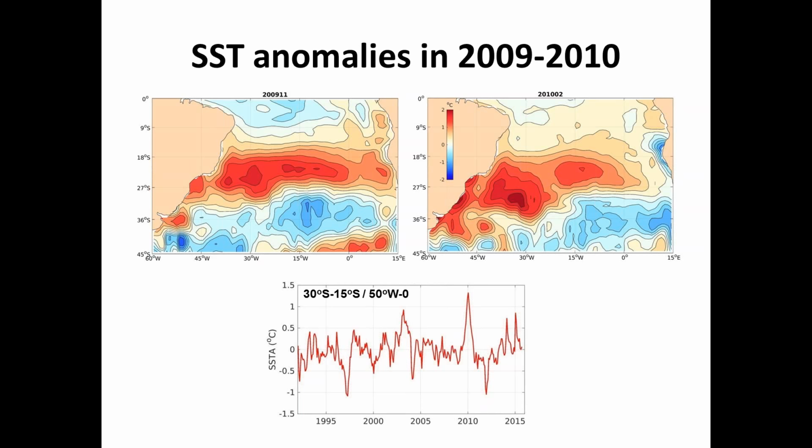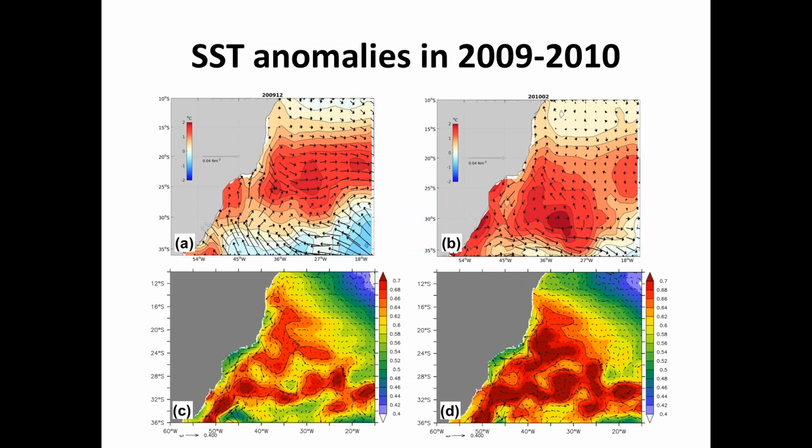So the Brazil current, associated with these events, may have this impact of advecting this anomaly southward and trapping it inside the gyre. And we see here that this anomaly in 2010 was really above normal in this region. So a little more on this event.